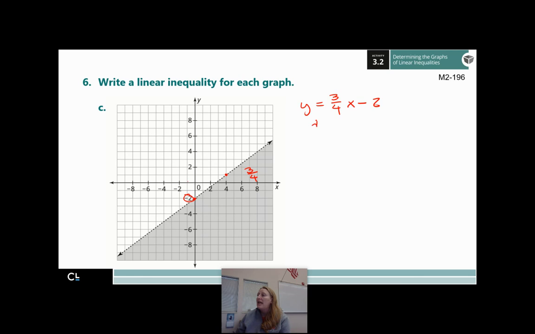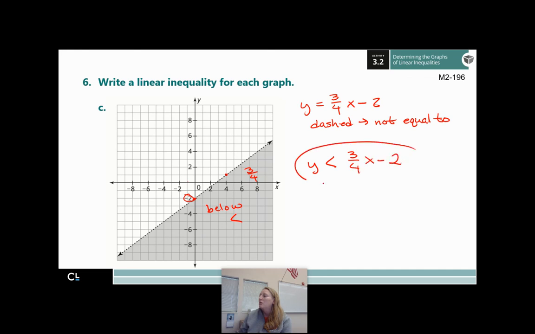I notice this is a dashed line, so that means not equal to. That's important. I also notice if I were to pick a point on the line, I'm shaded below it. So since I'm below, that says to me that's a less than. So y is less than 3/4 x minus 2.